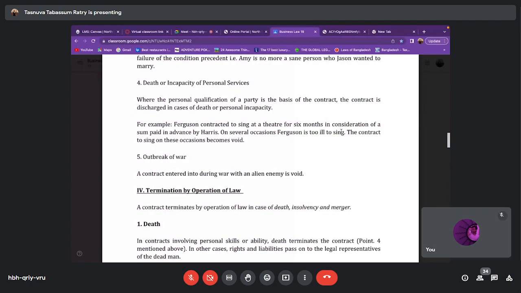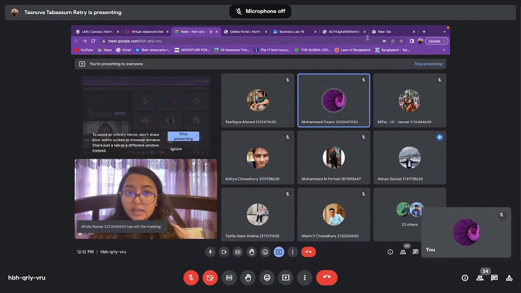So, যে কোনো কারণে, if death or incapacity arises of any personal services where is being involved, the contract will be discharged if the parties die or they're physically or mentally incapable to perform. Another example would be, remember the actor died, Sushant Singh Rajput, right? Yes, could you remember?